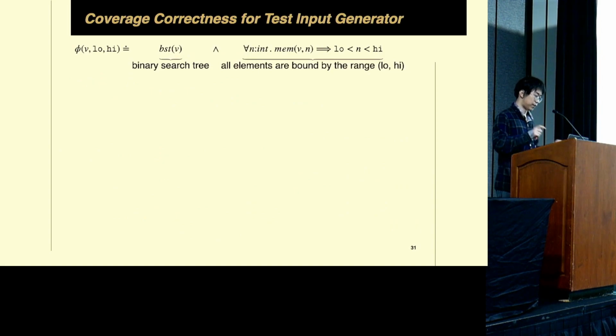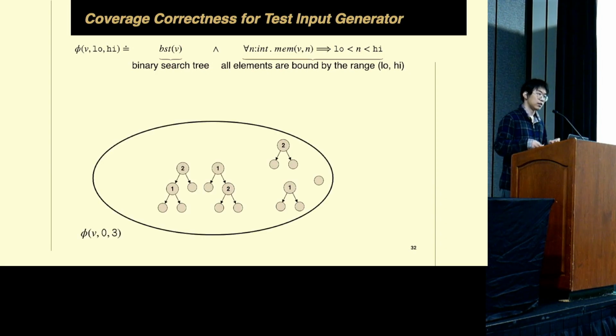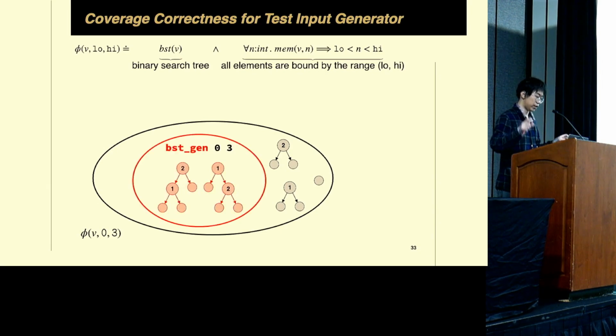So let's do that formally. We use a formula phi(v, low, high), where v is the output of the test generator that must be a binary search tree, and all elements are bounded in the given range, low to high. For example, in the specification phi(v, 0, 3), we have 5 different binary search trees in the set. However, BSTGen can only cover 2 of them.